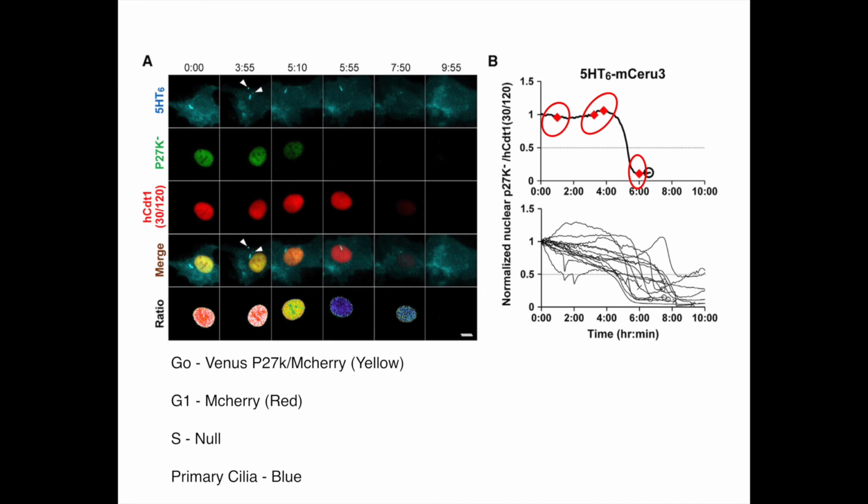The red diamonds along the line indicate the times at which the cilia decapitation occurred, which, for 19 of the 20 cells that observed decapitation of the primary cilia, occurred prior to the G0 G1 transition, which took on average 5.7 hours, showing that growth stimulation during quiescence induces cilia decapitation in G0 phase.